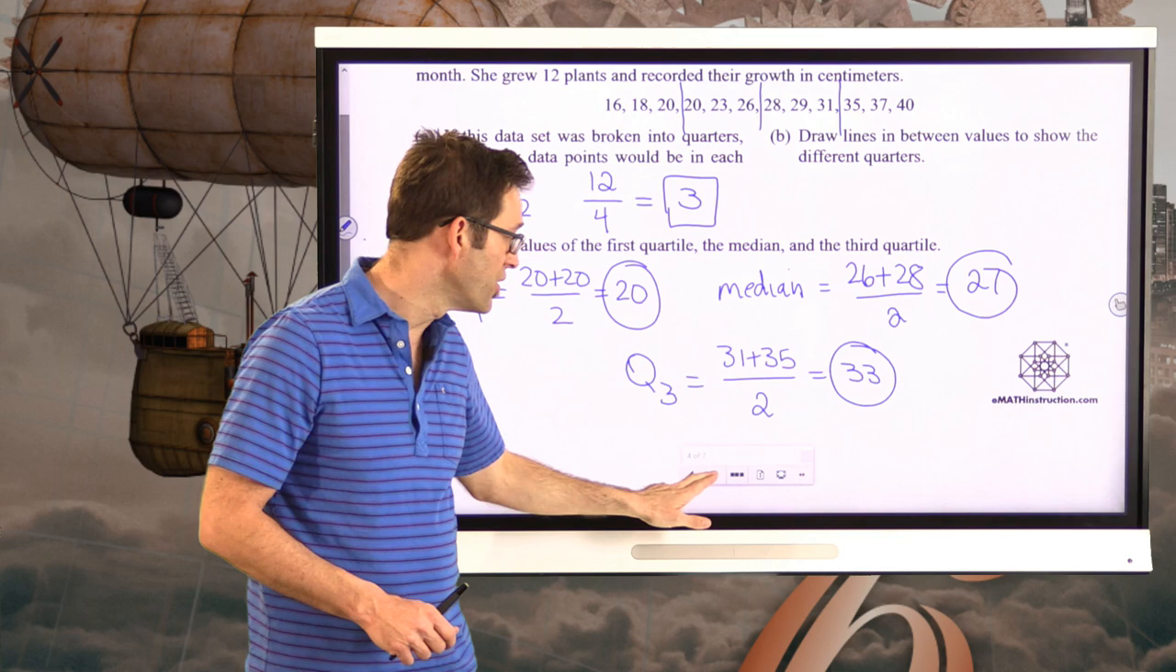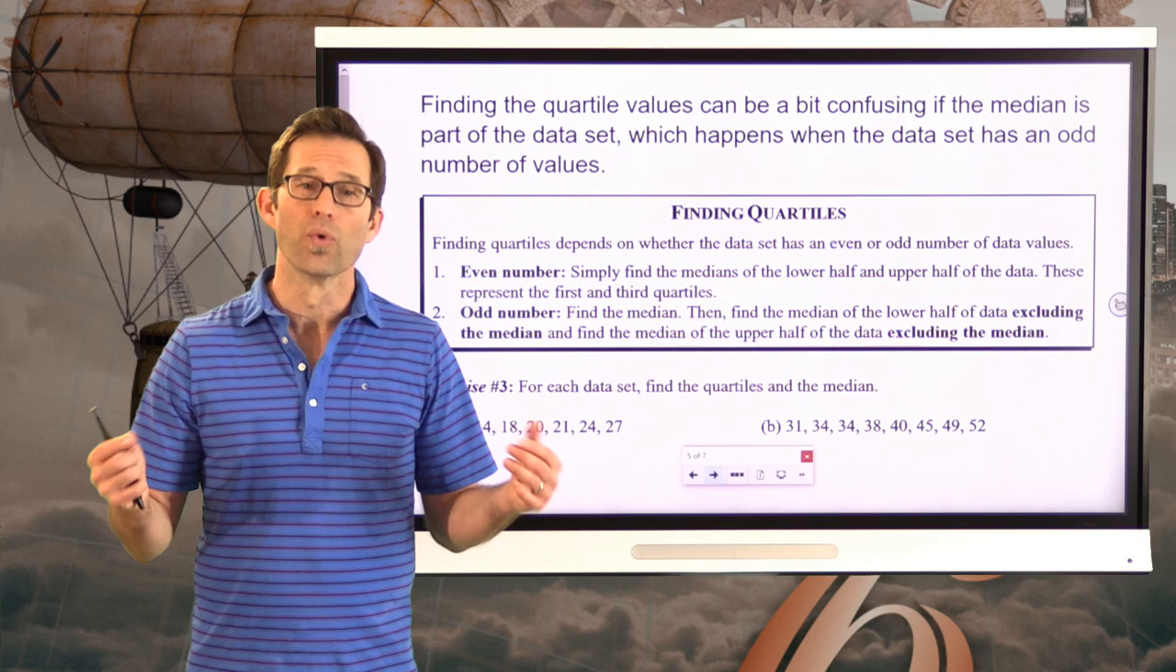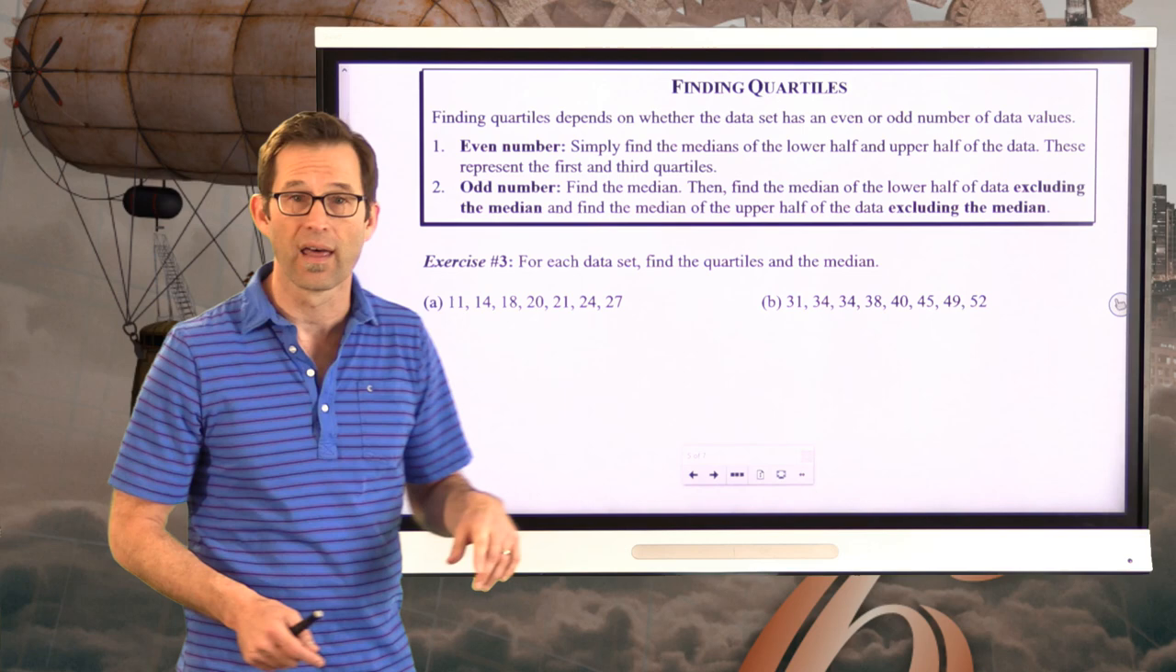Finding quartile values can be a bit confusing if the median is part of the data set, which happens when the data set has an odd number of values. So there are rules, and none of us like to memorize rules, so try to make the most sense of these rules that you can. Let's talk about finding quartiles.